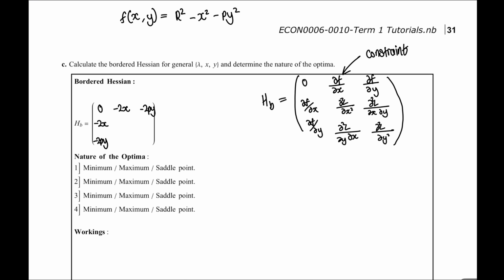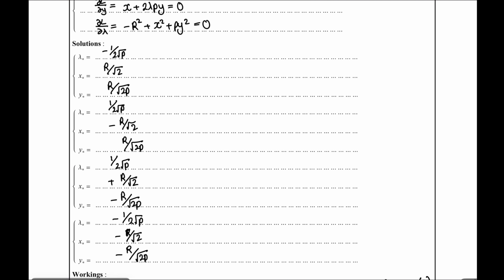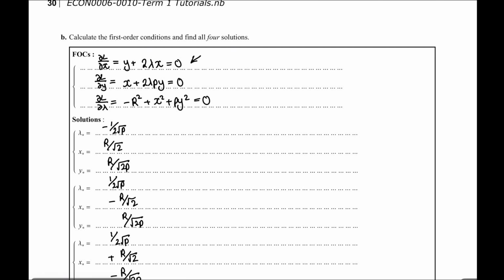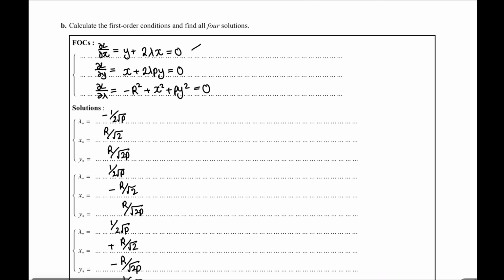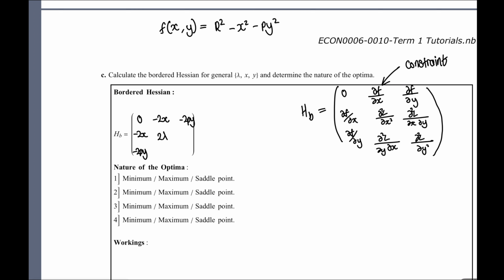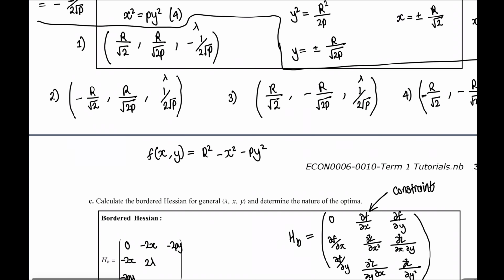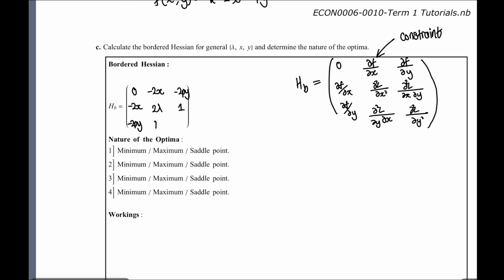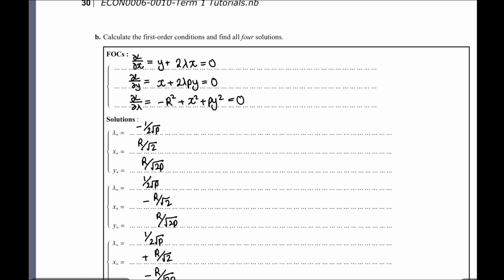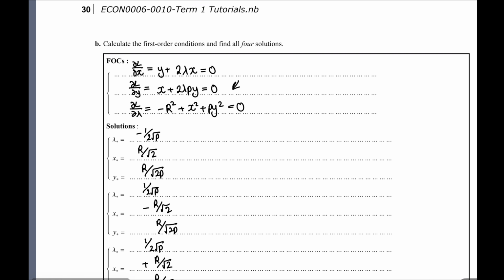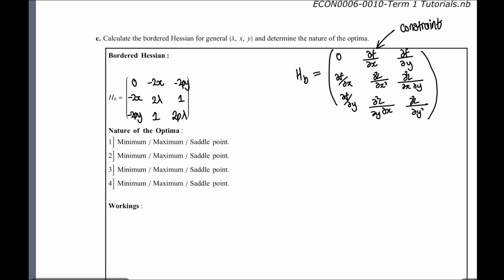If we now differentiate our first order conditions again, differentiating this with respect to x, we get 2 lambda. Differentiating this with respect to y, we get 1, and when we differentiate this with respect to x, we also get 1. So both of these are 1. And then differentiating this partially with respect to y, we are left with 2 lambda p, so 2p lambda. So that would be our general bordered Hessian.